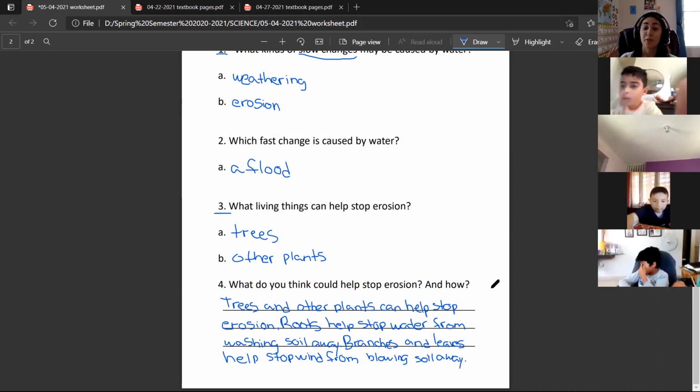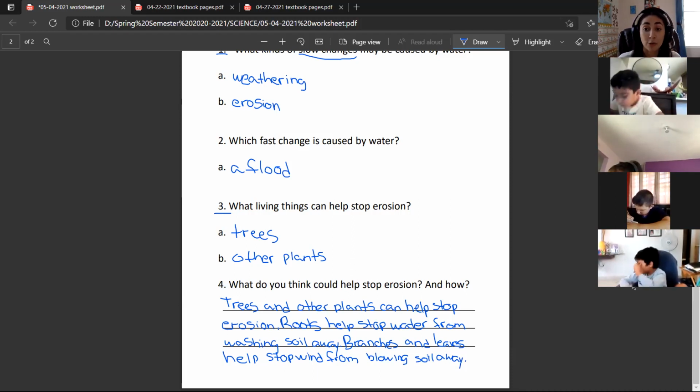There you go. So the branches and the leaves help stop wind from blowing soil away.